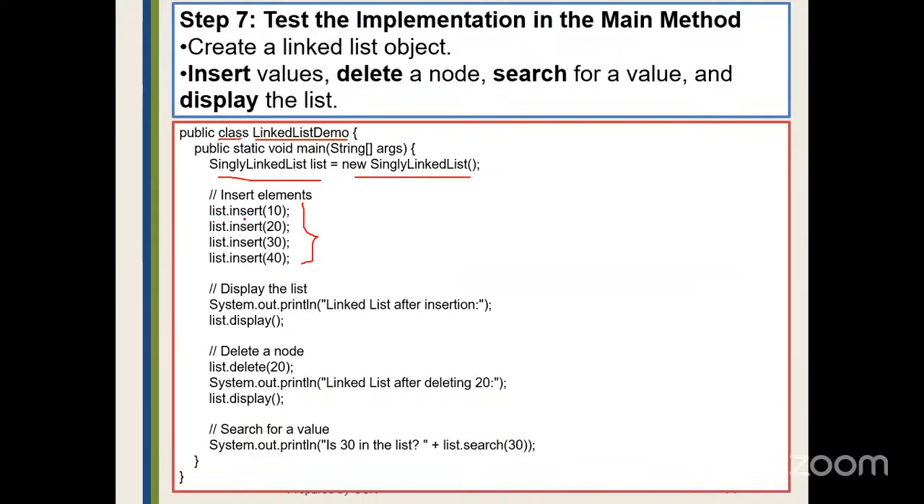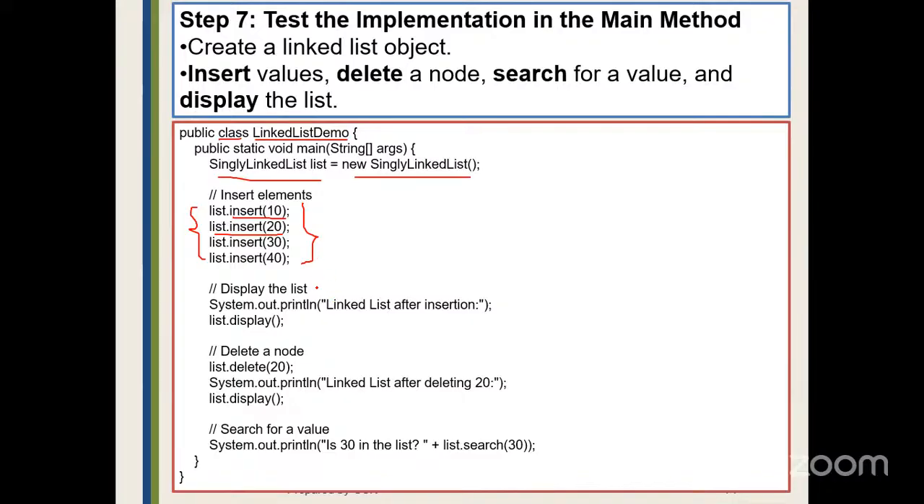Now see, list.insert passing 10. One value we need to pass, right? Then again I am calling the same method by passing one more value, 20. So like that, I am calling the insert method 4 times with 4 different values. Those values are 10, 20, 30, 40. So then what is the use of this method calling? We inserted 4 elements in our linked list. Those are 10, 20, 30, 40. That is the meaning.